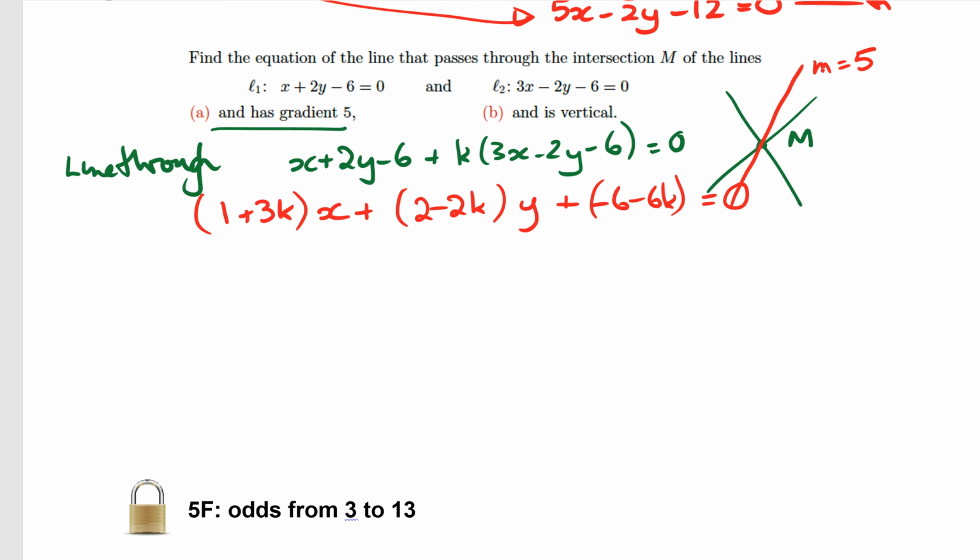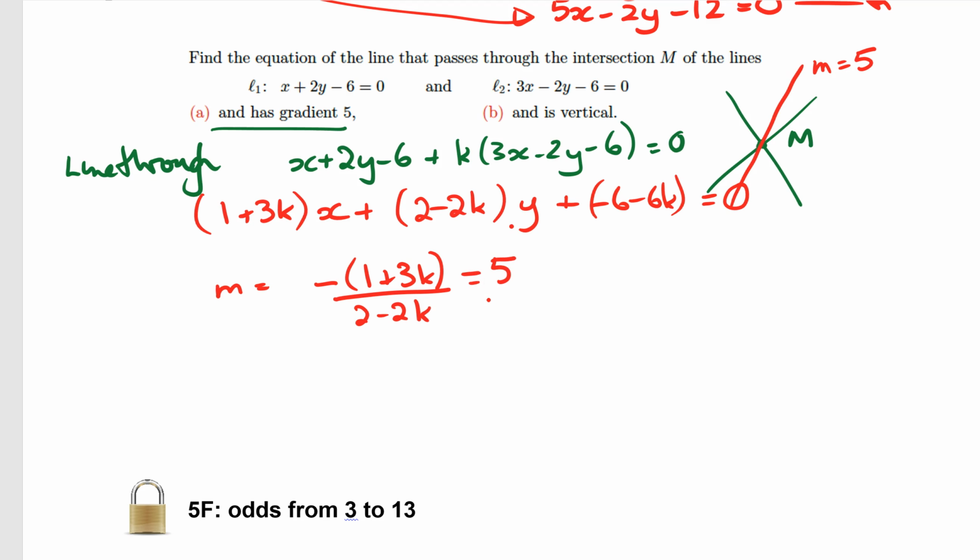Then I relate that to gradient. I know that the gradient of a line in standard form is minus a over b. So that will be minus 1 plus 3k divided by 2 minus 2k. And what do I know? I know that I want that gradient to equal 5.